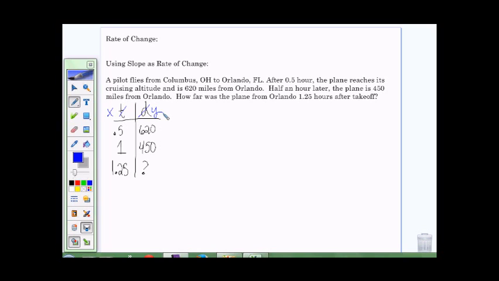So time is always x. So this could be x1 and this could be x2. And this could be y1 and this could be y2. And I can use my formula. Okay, and so I have y1 minus y2 over x1 minus x2.